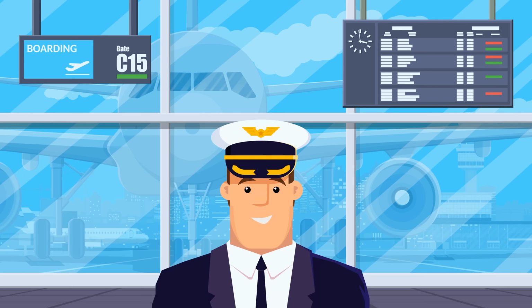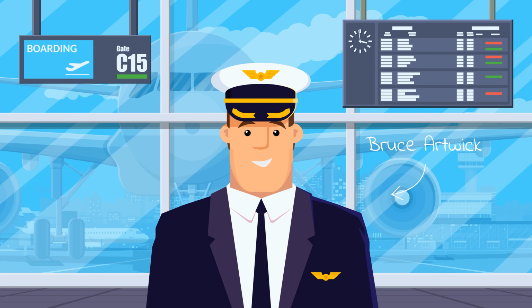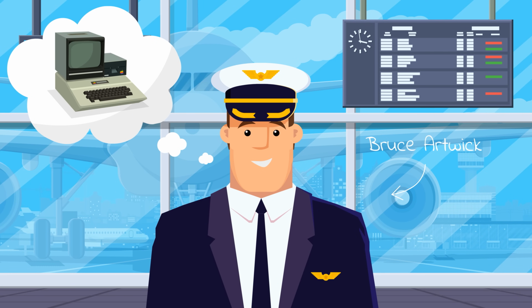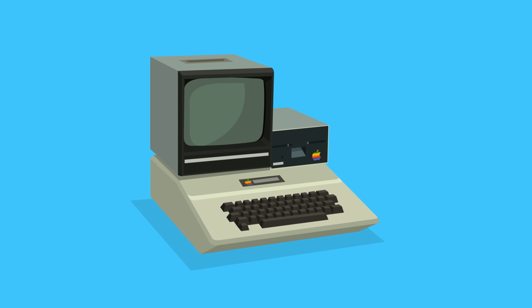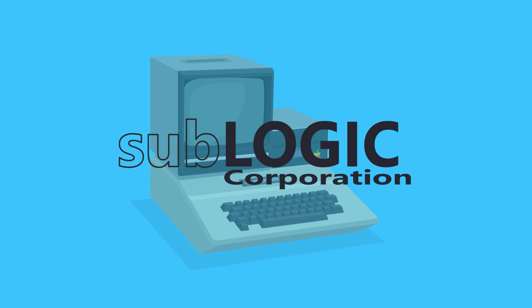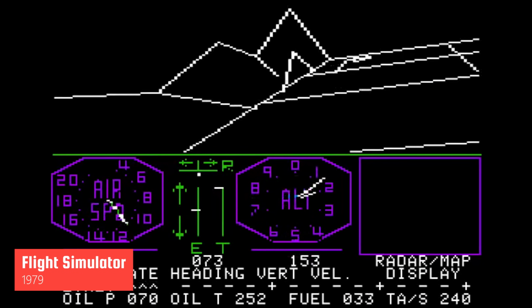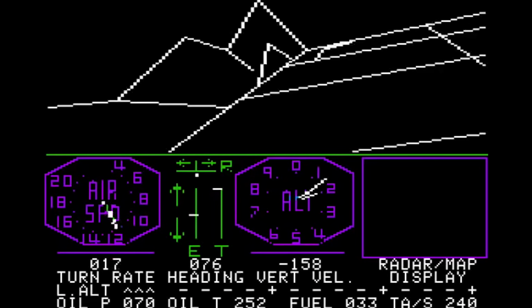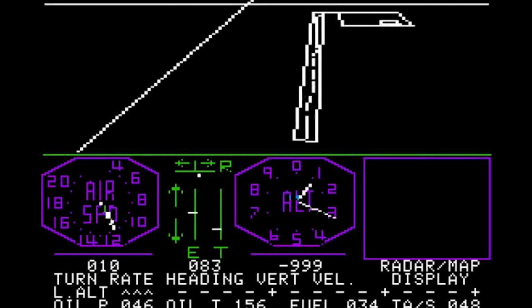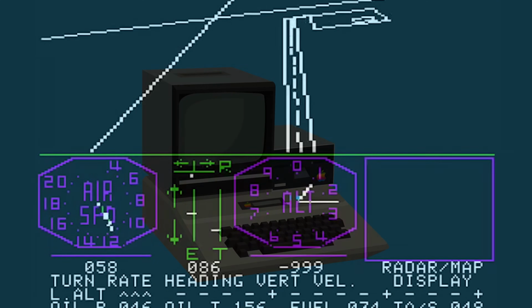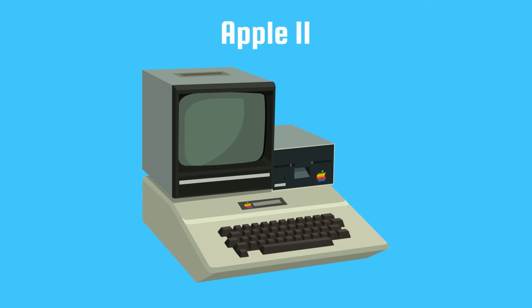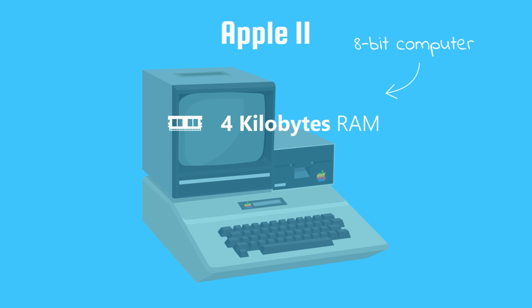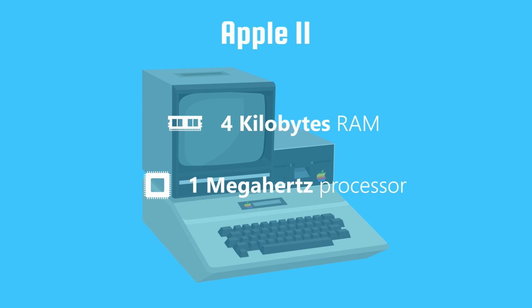It all started with a pilot named Bruce Artwick, who was interested in computers. Bruce founded a software company named Sublogic and developed Flight Simulator in 1979. At the time, computers couldn't handle much more than a few lines at once, and it's easy to understand why if you look at the specifications of the Apple II, for which Flight Simulator was developed. It was an 8-bit computer that only had 4 kilobytes of RAM and a processor running at 1 megahertz.